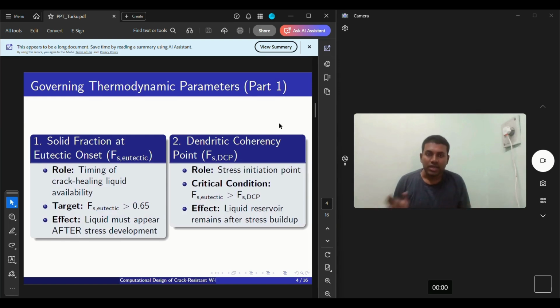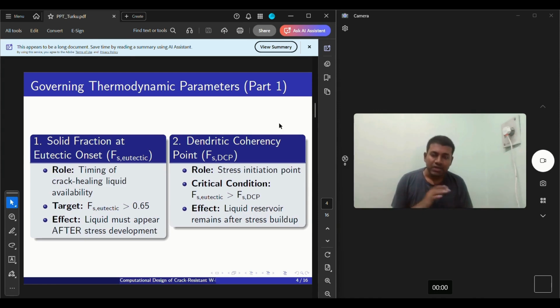I'll be considering several thermodynamic indicators in the pseudo-binary phase diagram and in the Scheil-Gulliver simulations. Their influences and parameters are discussed as follows. The first is the solid fraction at the onset of the eutectic reaction, which is the time when the liquid phase starts transforming into the BCC plus FCC carbide phase. This primarily governs when the crack healing liquid becomes available.